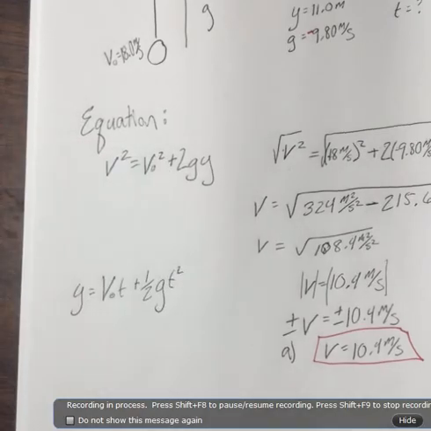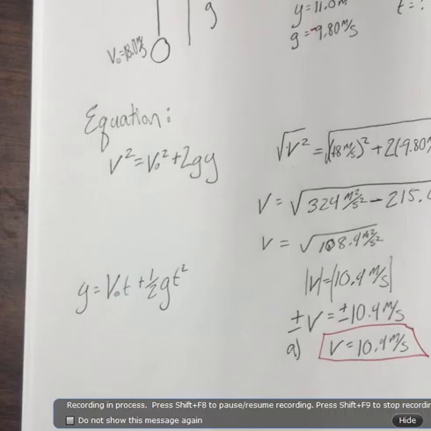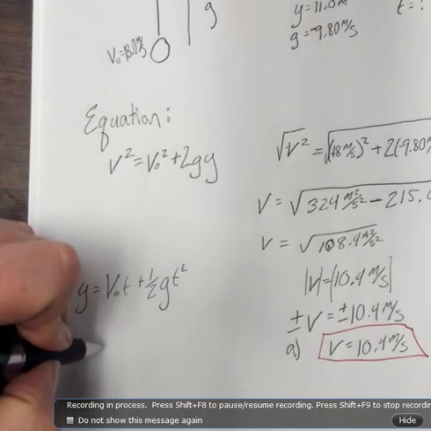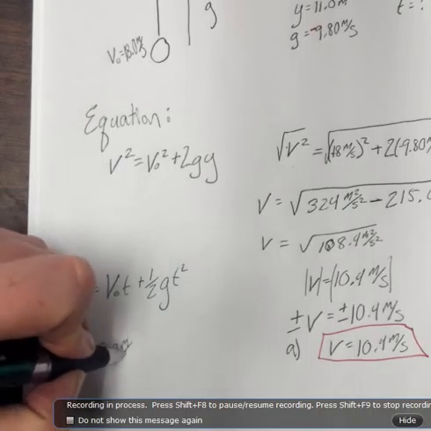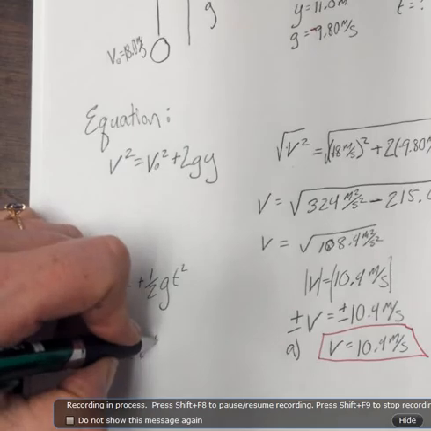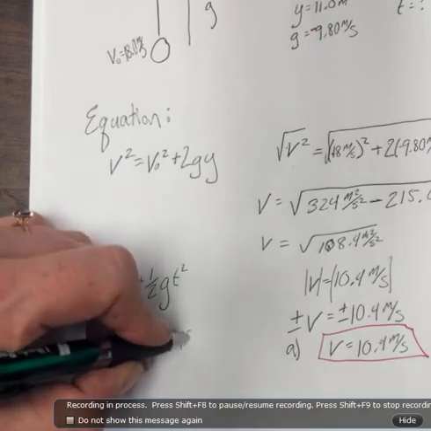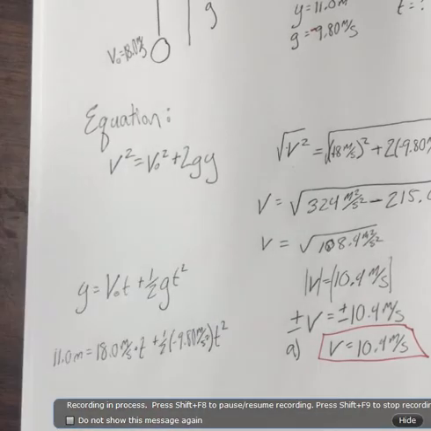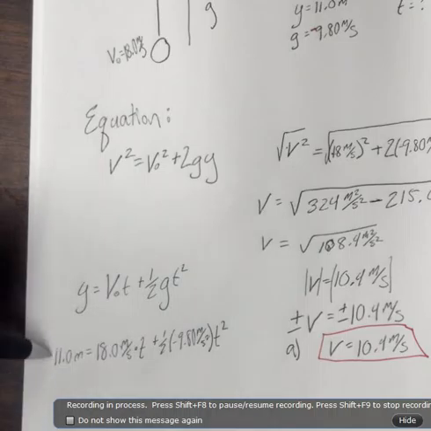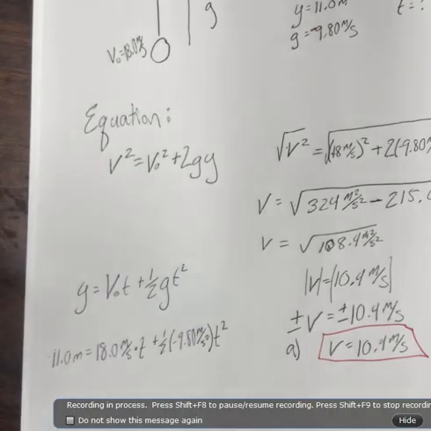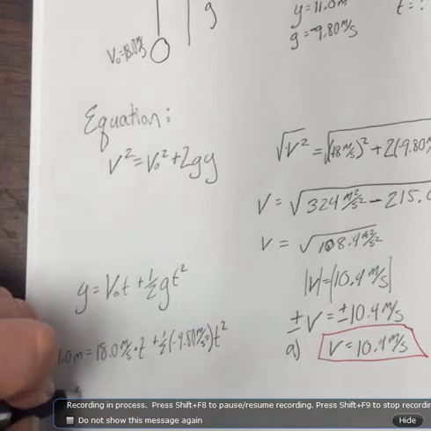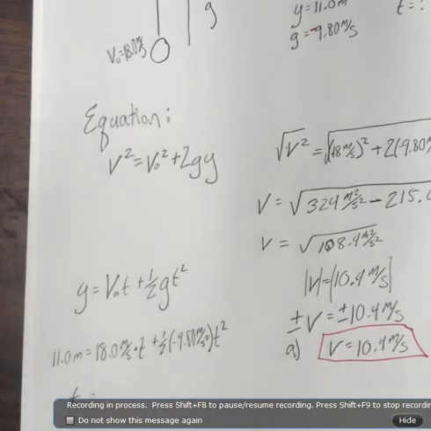Alright, if we plug in for this equation, one of the things that we're going to notice right away is that 11.0 meters equals 18.0 meters per second times t plus 1/2 times negative 9.80 meters per second squared times time squared. We've got a time squared and a time, and we've got another value. So we're actually going to be using the quadratic formula to solve this problem. That means that in order to solve for time, we're going to have to set it up so that the whole equation is equal to 0.